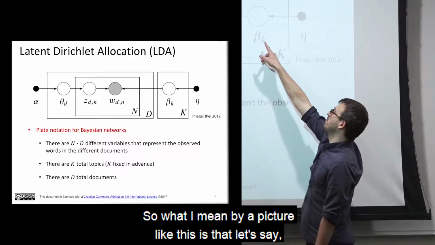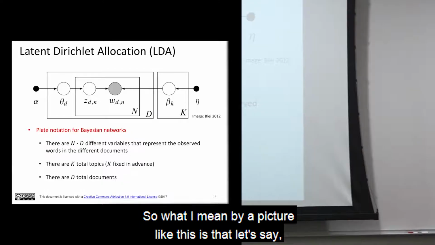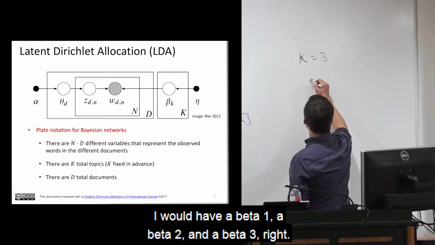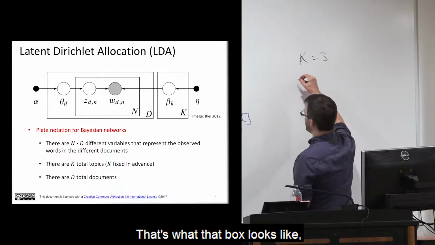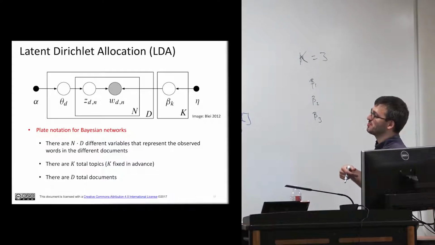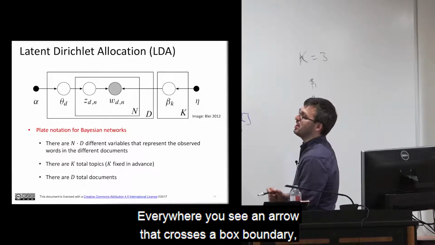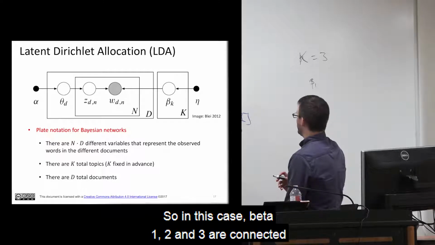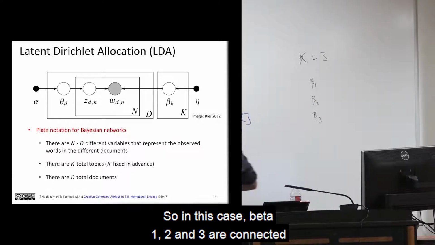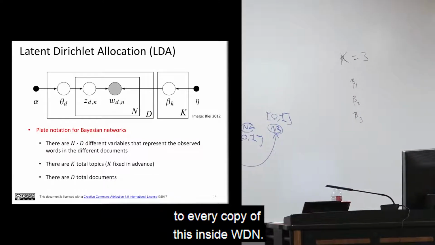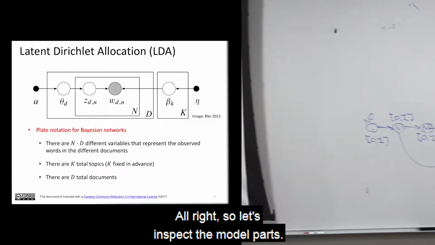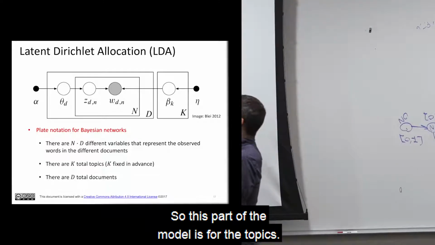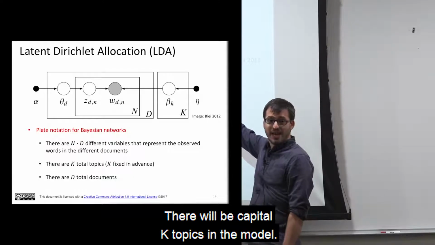So what I mean by a picture like this is that, let's say, if capital K were equal to 3, I would have a beta 1, a beta 2, and a beta 3. That's what that box looks like. Replicate everything 3 times. Everywhere you see an arrow that crosses a box boundary, it's connected to all the copies across the boundary. In this case, beta 1, 2, and 3 are connected to every copy of this inside, W_dn. All right. So let's break the model apart. This part of the model is for the topics. There will be capital K topics in the model.